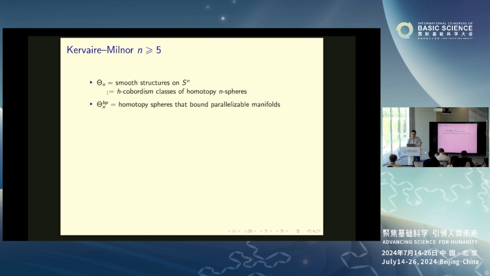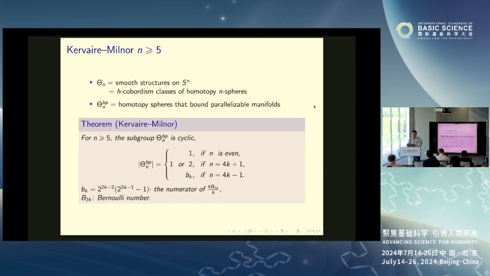So wanting to know how many smooth structures there are is the same thing as knowing the order of this group, which by the way is always a finite abelian group. There is a subgroup, which I denote by Θ_n^{bP}, consisting of the homotopy spheres that bound parallelizable manifolds. So parallelizable just means the tangent bundle has a trivialization, it's trivial. And here's a summary of the Kervaire–Milnor theorem. So first of all, this subgroup is always a cyclic group, and we completely understand the order of this group up to a factor of 2.